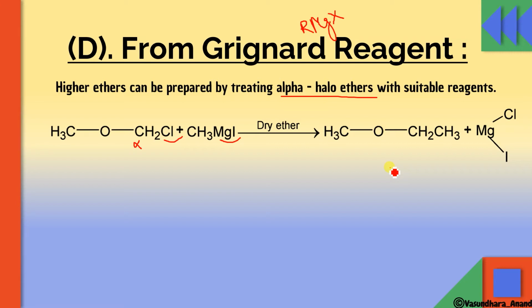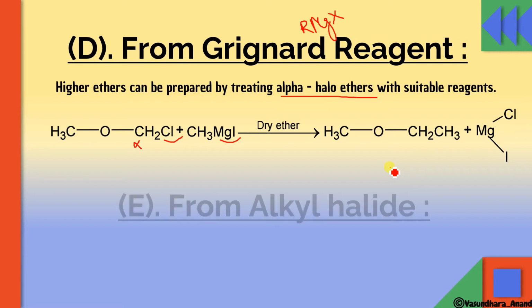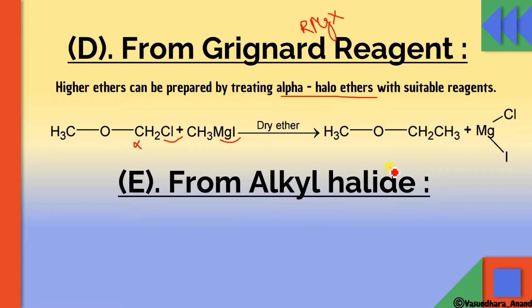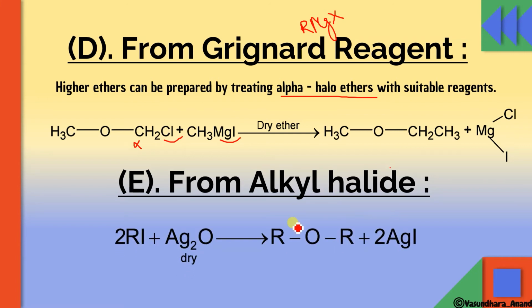Yes, and MgCl, MgI will form from the alkyl halide. Right now, we are done with the alkyl halide. That was the Williamson synthesis, in which the alkyl halide reacts with the sodium alkoxide. Another way is also there, in which the alkyl halide is reacted with dry silver oxide. When alkyl halide reacts with dry silver oxide, it will form ether along with AgI.